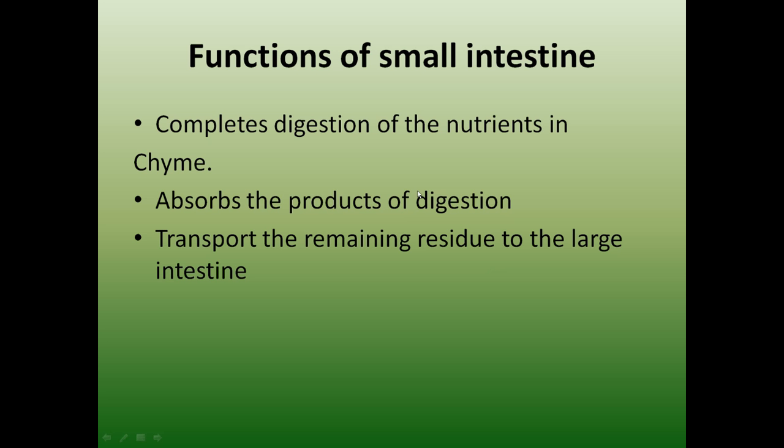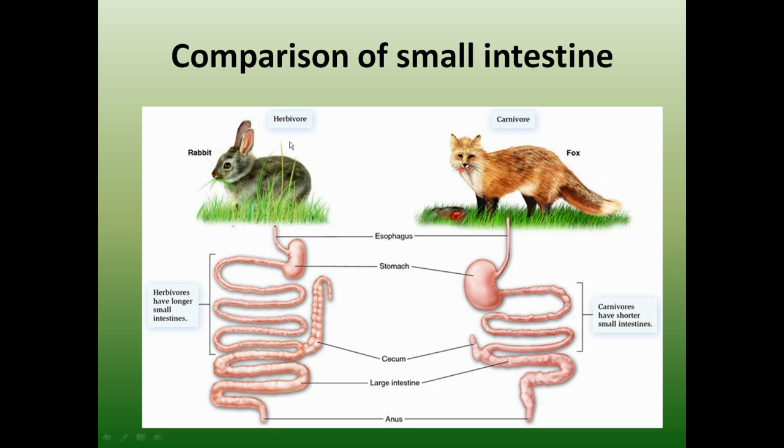Okay, so we can recapitulate the function of the small intestine. It is a site where the digestion is completed. It also helps in absorption of the digested food substances with the help of the villi. It transports the undigested food substances to the large intestine. Now, the biggest question comes about the length of the small intestine.